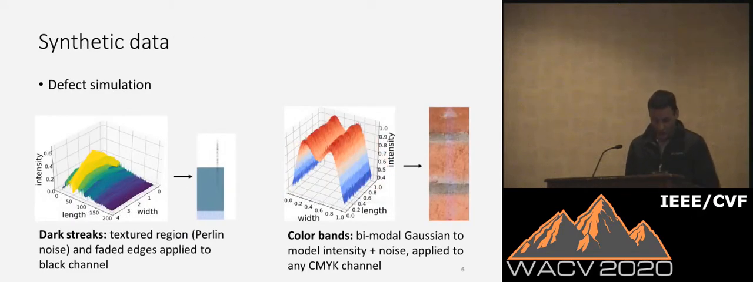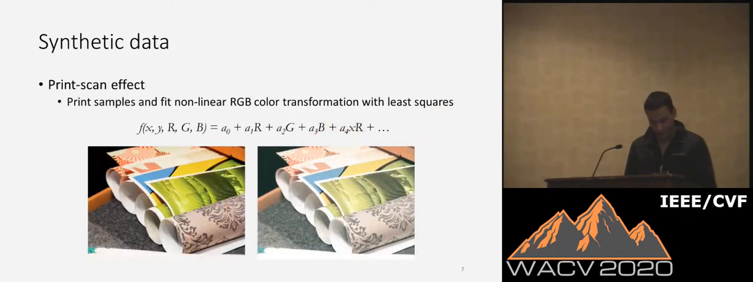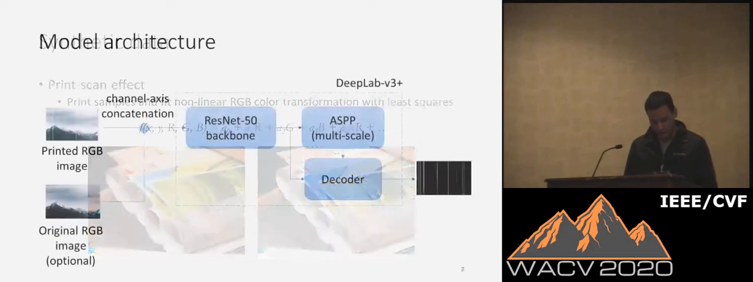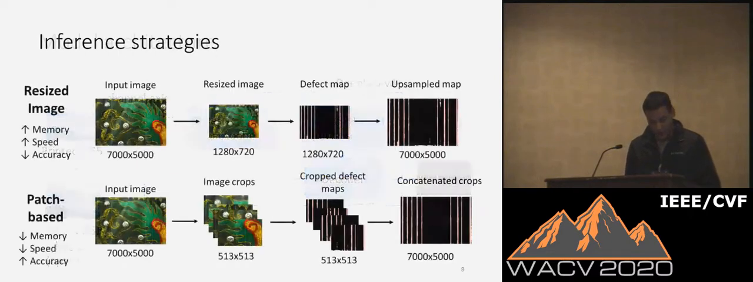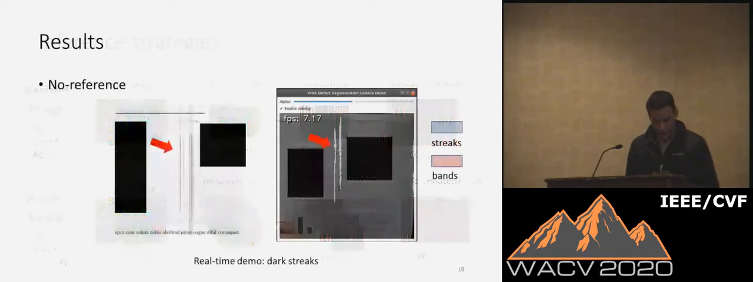difficult. For synthetic data, we first model and simulate the defects with image processing, and then we overlay them on top of digital images, with around 3,000 background images during training. We apply defects with a randomized configuration scheme. We also apply a print-scan effect that we model, like a color transformation. Our model is based on DeepLab V3 Plus, which is a state-of-the-art architecture for segmentation. And we have two inference strategies, basically to deal with high-resolution input images. One is faster and gives rough results, and the other is the opposite.